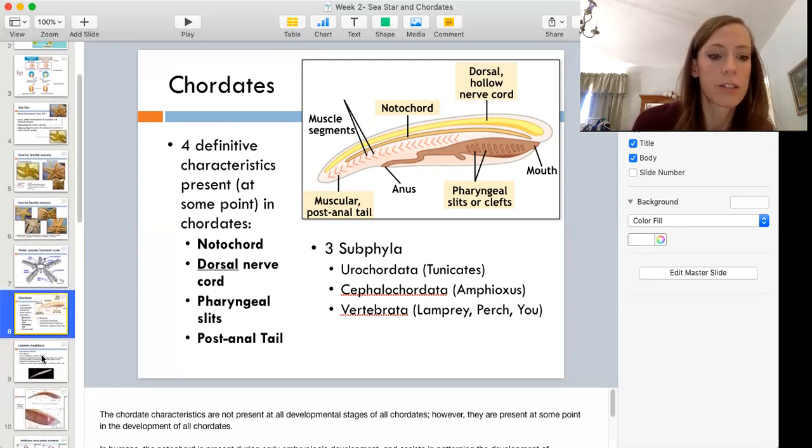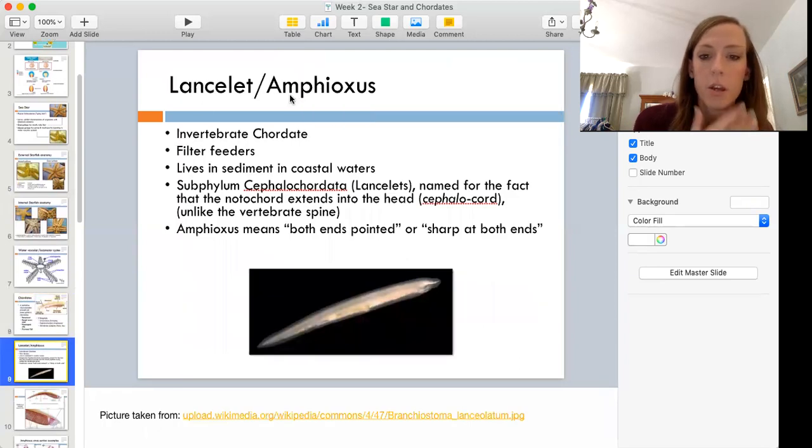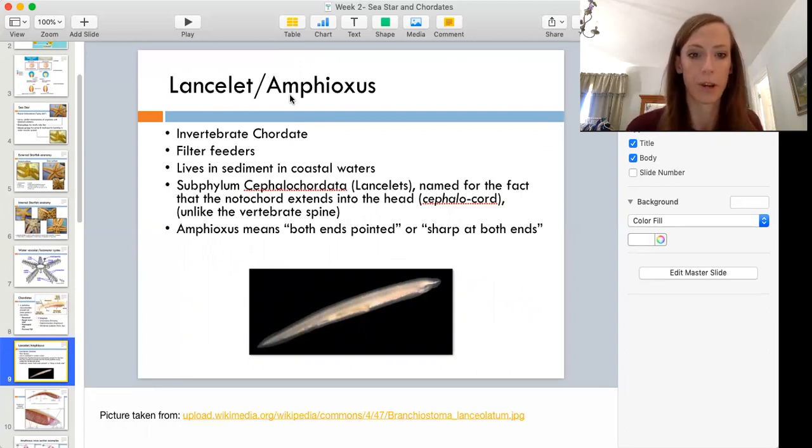All right, so let's look first at our lancelet or Amphioxus. It's an invertebrate chordate. It has all the features of a chordate, but it's not a vertebrate. It is a filter feeder. It lives in coastal waters. It burrows its back end into the sediment, and then it just allows food to wash over it and be grabbed by its mouth parts, which you'll see as we continue looking at this organism.